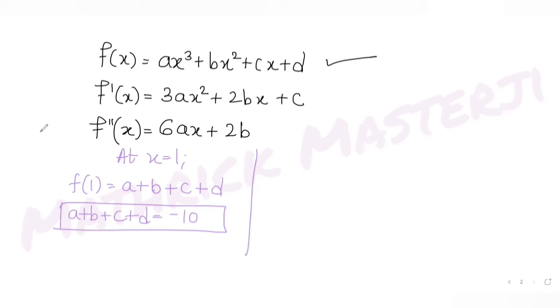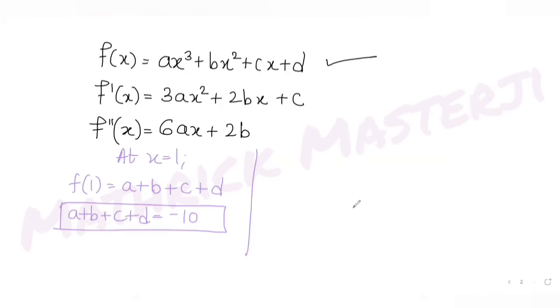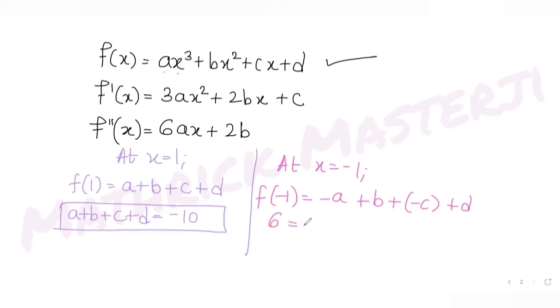Next, they have also told us that at x equals minus 1, the value of the function is 6. So f of minus 1 becomes a into minus 1 cubed, which is minus a, plus b into minus 1 squared, which is b, plus c into minus 1, which is minus c, plus d. So f of minus 1 is given as 6, so 6 equals minus a plus b minus c plus d. So I have one more equation.